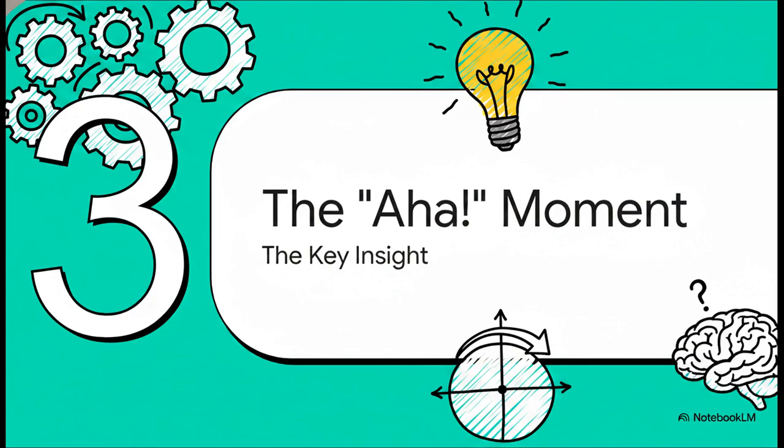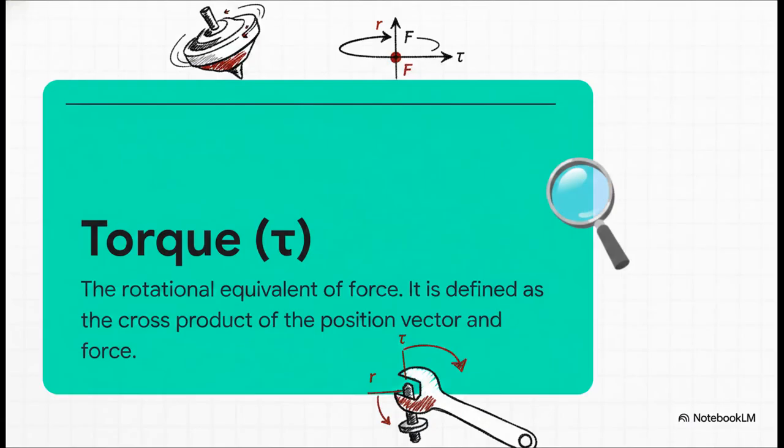So, okay, if energy isn't conserved, what is? And answering that question leads us right to the aha moment. This is the key insight that's going to crack this whole problem wide open. To find what is conserved, we need to think rotationally. And the rotational version of force is something we call torque. You can just think of it as a twist. Torque is what makes something speed up its rotation or slow it down. And it's not just about the force, it's also about where you apply that force relative to the center.